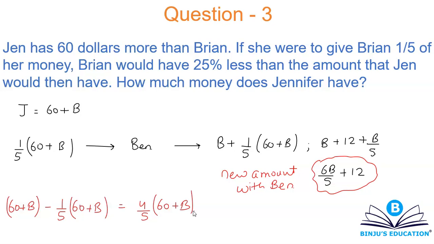Brian would have 25% less than the amount that Jen would have. Now, if Brian has 25% less than the amount that Jen would have now, can I say, in other terms, Brian would basically have 75% of the amount?